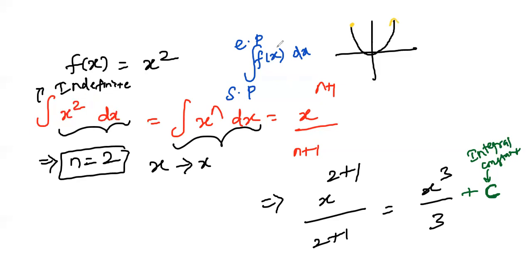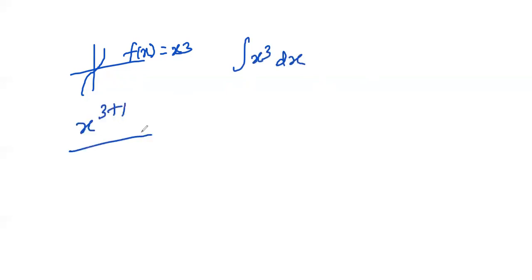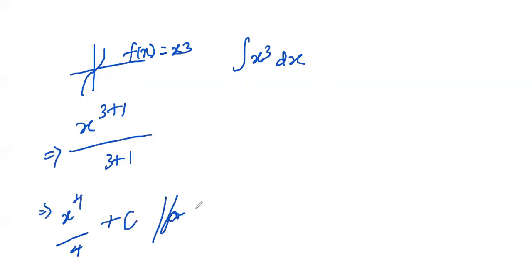So let's do one more thing, like x cube. F of x equal to x cube. Again, integral of x cube dx means you just have to raise its power by 1, and write the new power in the denominator. So it will be x raised to the power 4 upon 4 plus c. This will be your final answer. Understood, Shreynik? Yes. Understood.